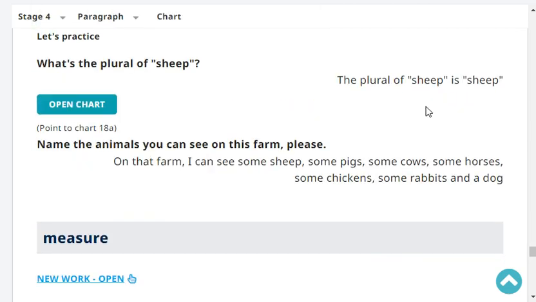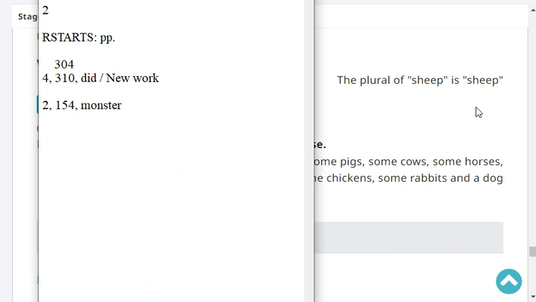Very good. Name the animals you can see in this farm, please. On that farm, I can see some sheep, some pigs, some cows, some horses, some chickens, some rabbits, and a dog. Very good. Okay, so now let's move on to our reading.